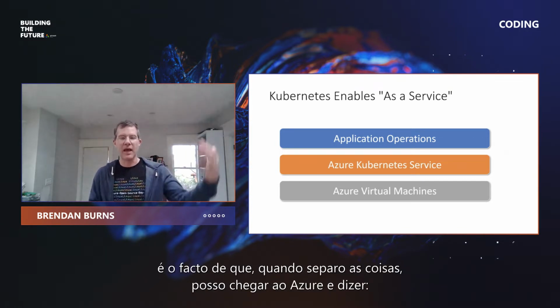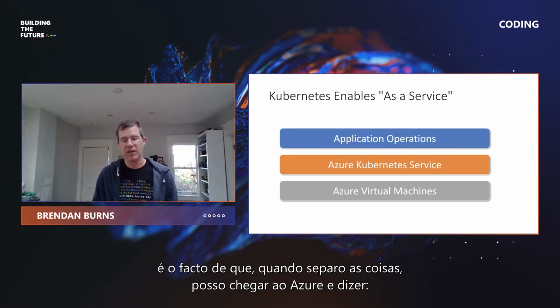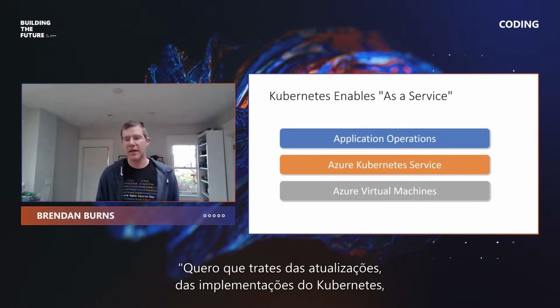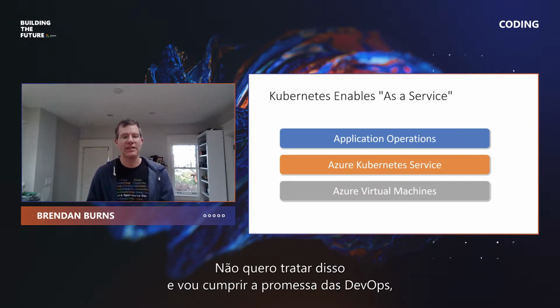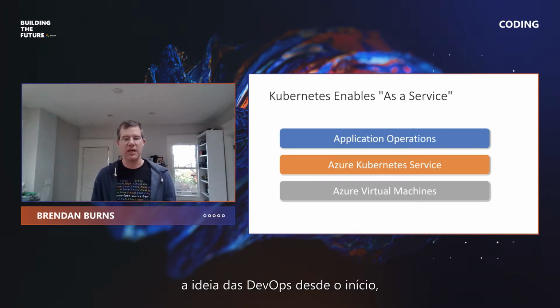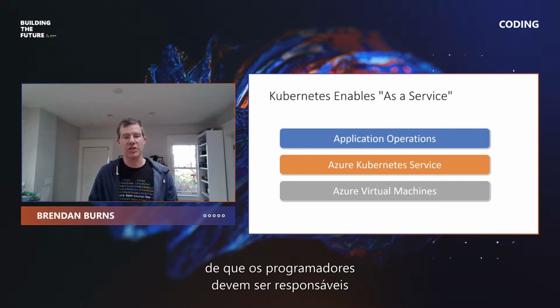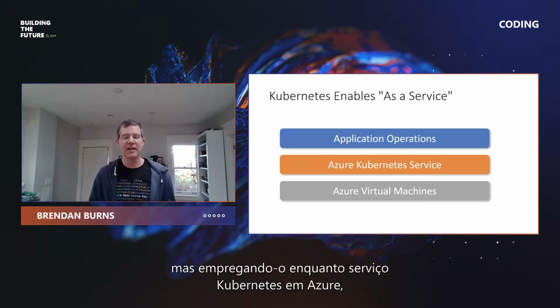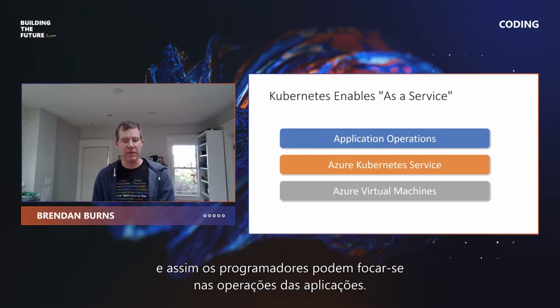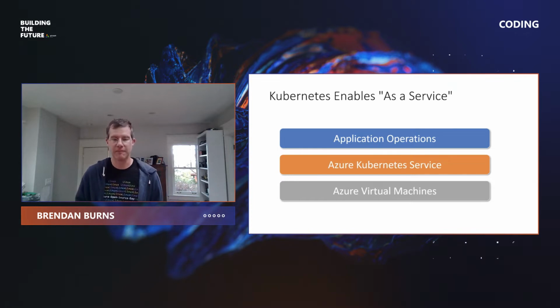Part of the revolution that happened in cloud native computing is that when I separate things out, I can come to Azure and say, you know what, I want you to take care of Kubernetes updates, Kubernetes deployments, scale out as necessary. I don't want to be in charge of that. And I'm going to deliver on the promise of DevOps from the beginning, which is that my developers should also be responsible for operating the code that they wrote, by using the Azure Kubernetes Service and enabling my developers to be focused solely on application operations.